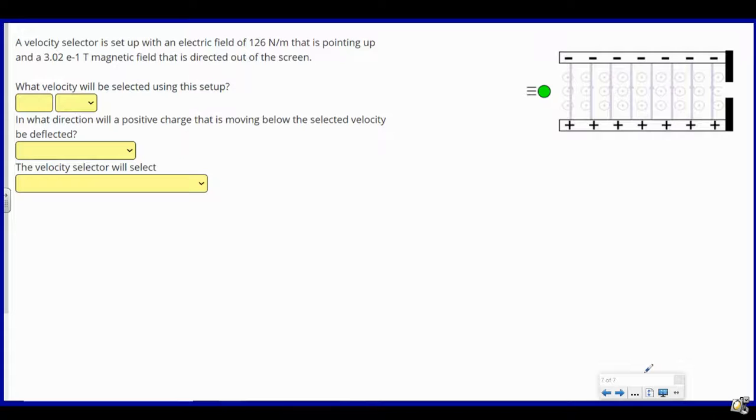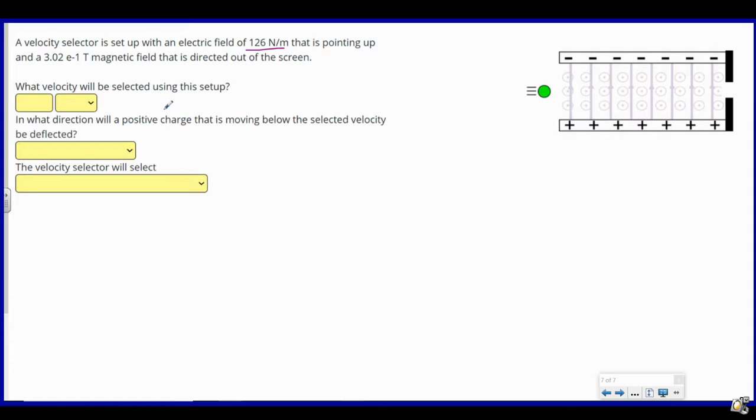A velocity selector is set up with an electric field of 126 newtons per meter that is pointing up and a magnetic field of 3.02 times 10 to the negative 1 Tesla that is directed out of the screen. What velocity will be selected using this setup?